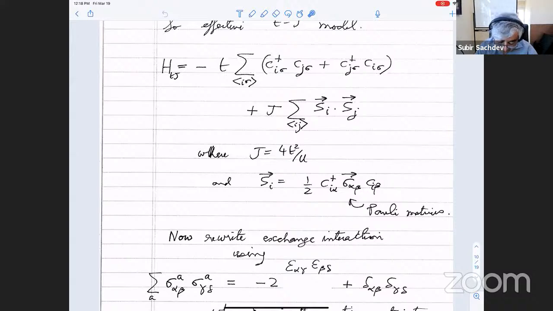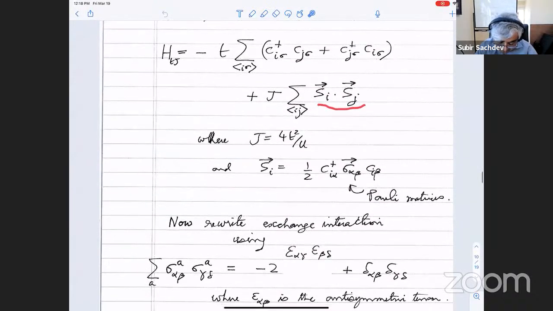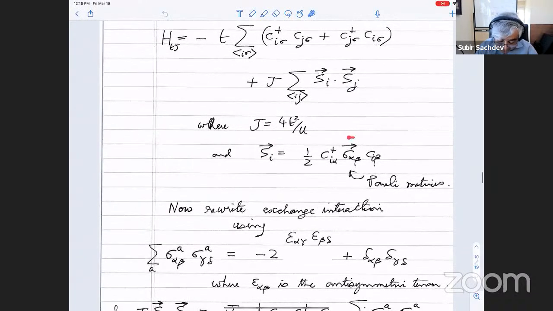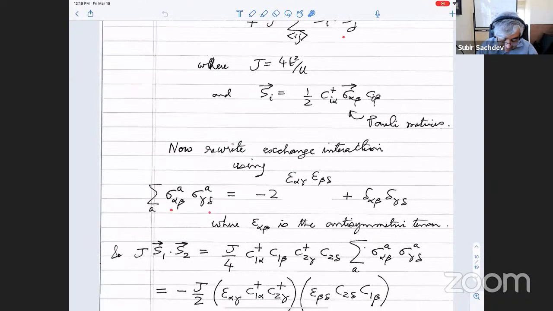So I just take this Si dot Sj and I write it out in its full glory. And so then I'll get a Pauli matrix from the first S and a Pauli matrix from the other S. So I have a product of two Pauli matrices with indices alpha, beta, gamma, delta, which are contracted with the indices on the electrons.